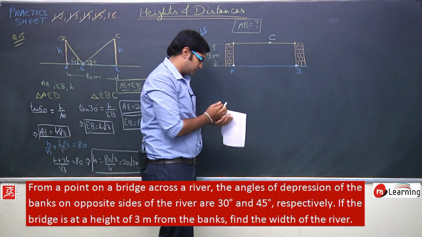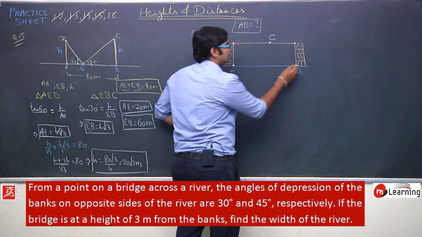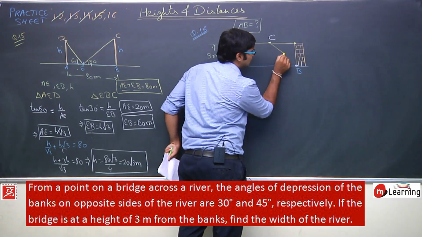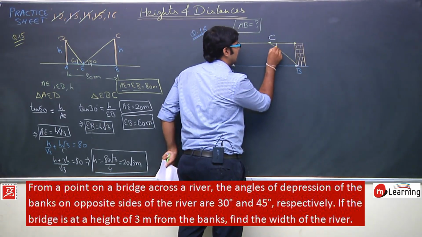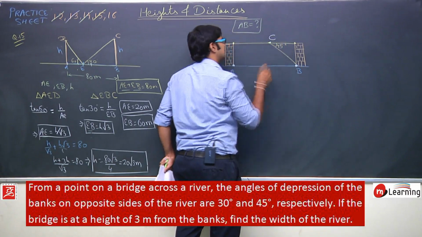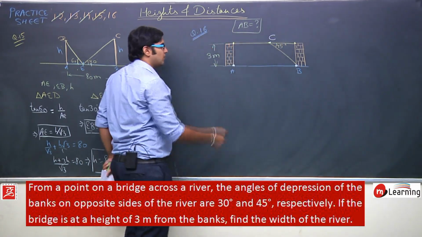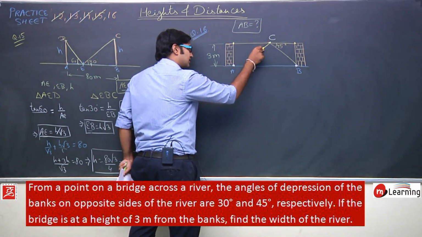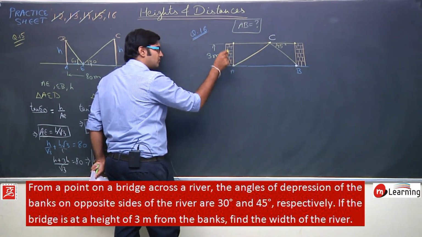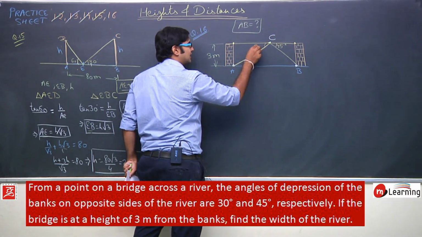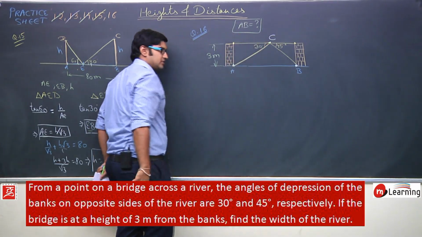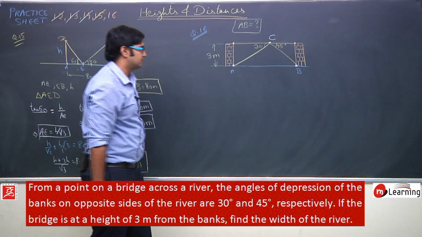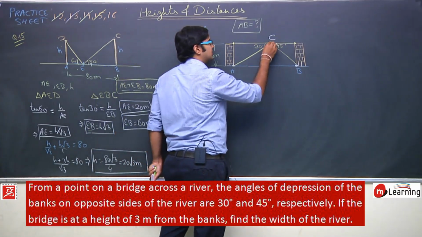So the angle of depression of this B point from this C point, this is the line of sight and this is 45 degrees. And what about this A point? If I observe this A point from this C point, this is the line of sight and this angle is given as 30 degrees. Okay, this is the angle of depression. So we have two angles of depression.